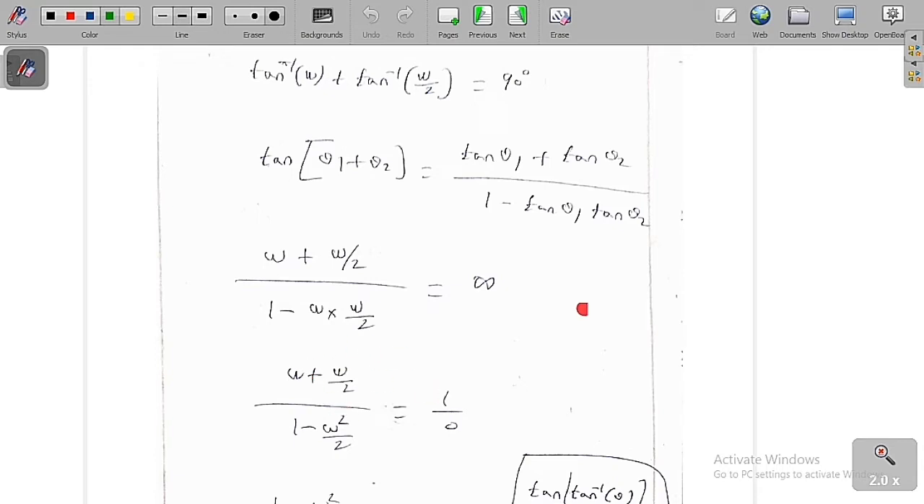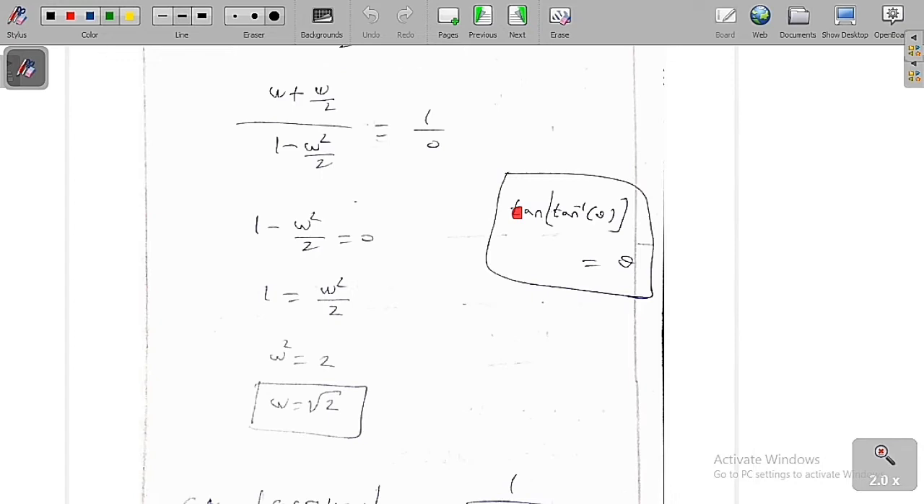Now infinity is nothing but 1 by 0. So this denominator should always be equal to 0. Therefore, 1 minus omega square by 2 is equal to 0. So 1 is equal to omega square by 2, so omega square is equal to 2, and omega is equal to root 2. So this is the omega PC, at which we get the phase angle equal to minus 180 degrees. So this is the phase crossover frequency. At this frequency only we are going to get minus 180 degrees. So now we know this.